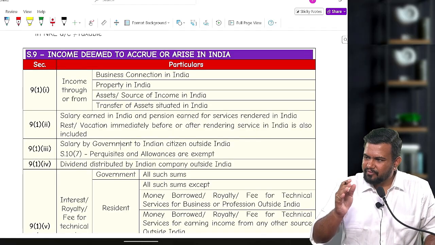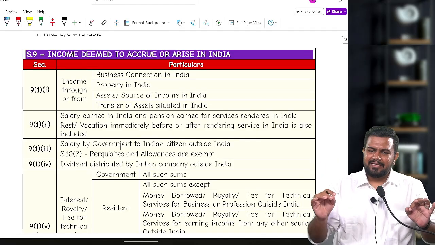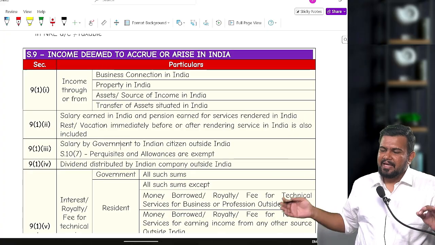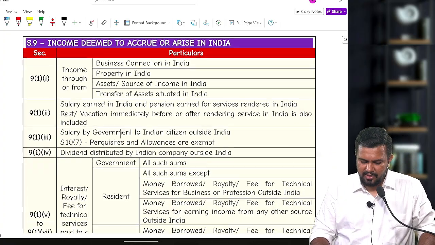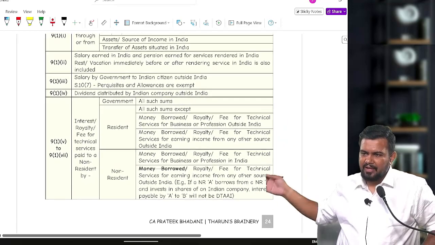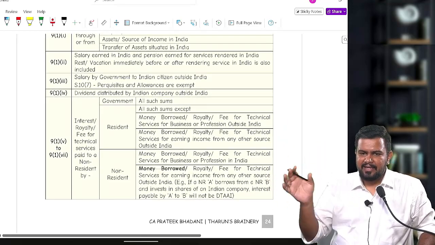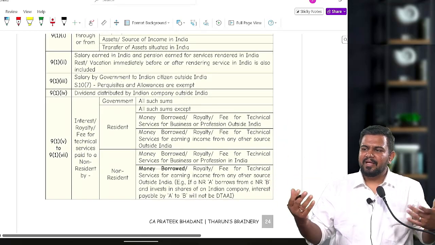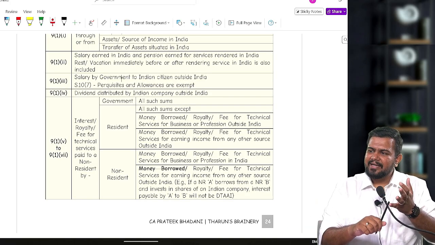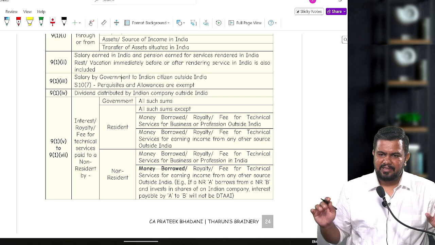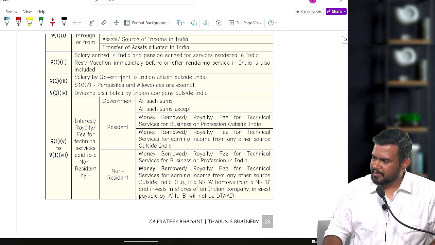To remove the confusion, the government is telling that in these cases, income is always deemed to accrue or arise in India. It means whatever is stated in this table will always be considered as Indian income. If it is Indian income, then what will happen? Resident also has to pay the tax, non-resident also has to pay the tax, because Indian income means everybody has to pay the tax.